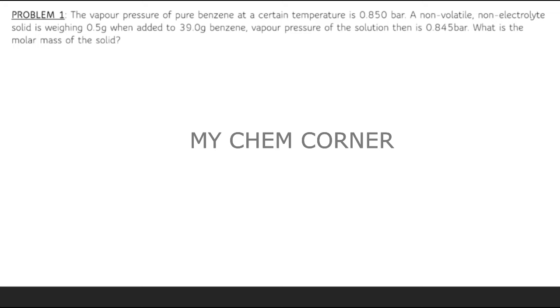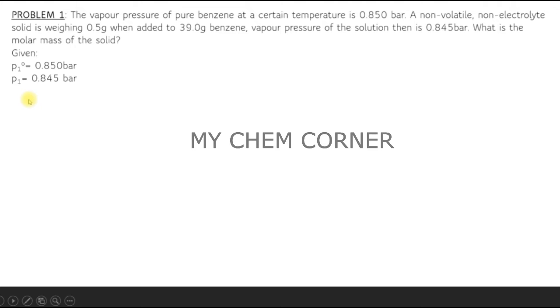So there are a lot of values given to us because we have pure benzene here and a non-volatile, non-electrolyte solid, which is a solute also. And there are some pressures also given to us. We need to write down what is the given value and what we are asked to calculate. So first we will write what is given to us. P1 naught is given as 0.850 bar, which is the vapor pressure of pure benzene. P1 is 0.845 bar, which is the vapor pressure of the solution.